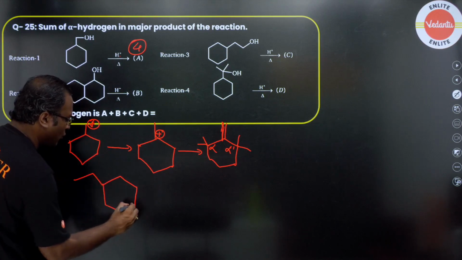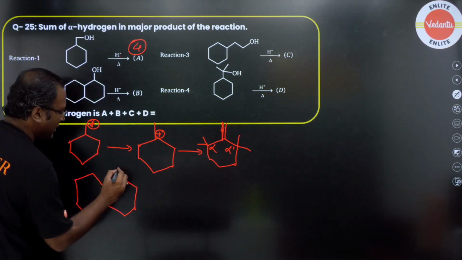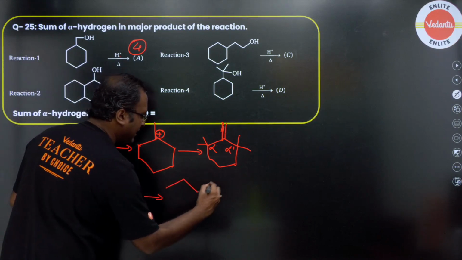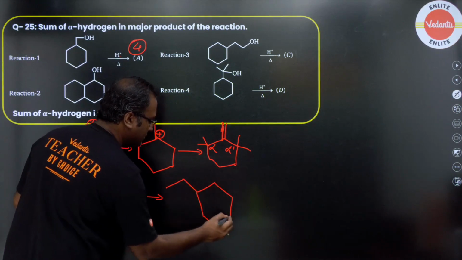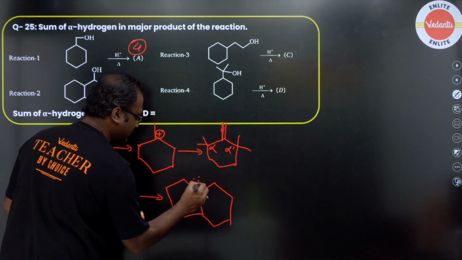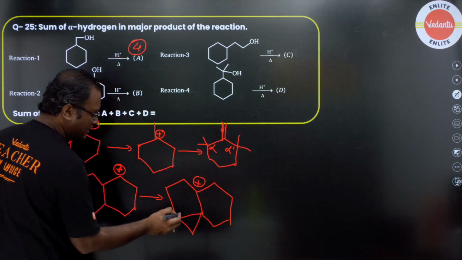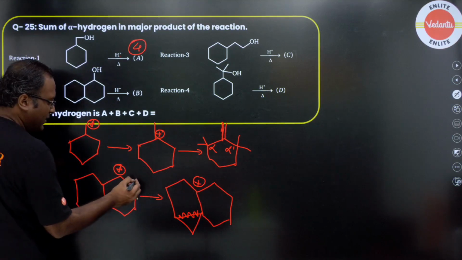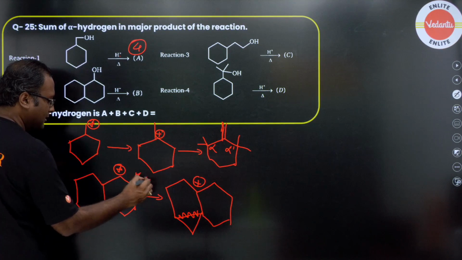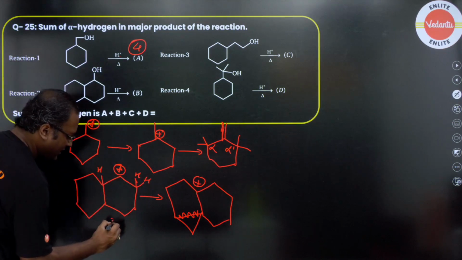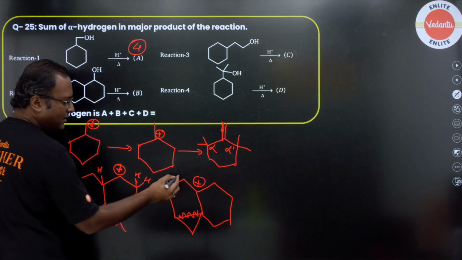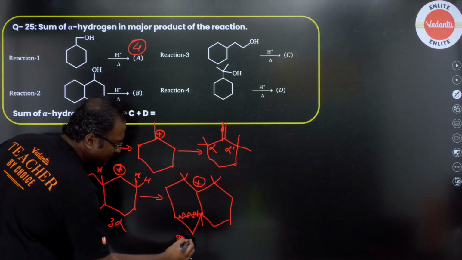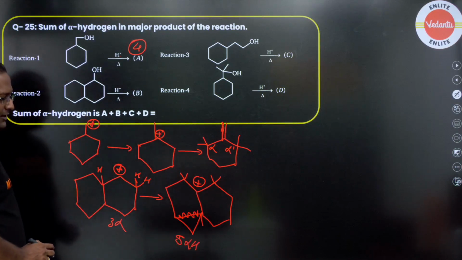OH gets removed as water, isn't it? And you get a positive charge here. Again, the positive charge will try to migrate and reach the most stable position. That is this. Sorry, this will be like this. Why did it migrate? Right now it has 2 alpha hydrogens here, 1 alpha hydrogen here, total 3 alpha hydrogens. How many alpha hydrogens do we see here? 1, 2, 3, 4 and 5. 5 alpha hydrogens, therefore it will definitely migrate.